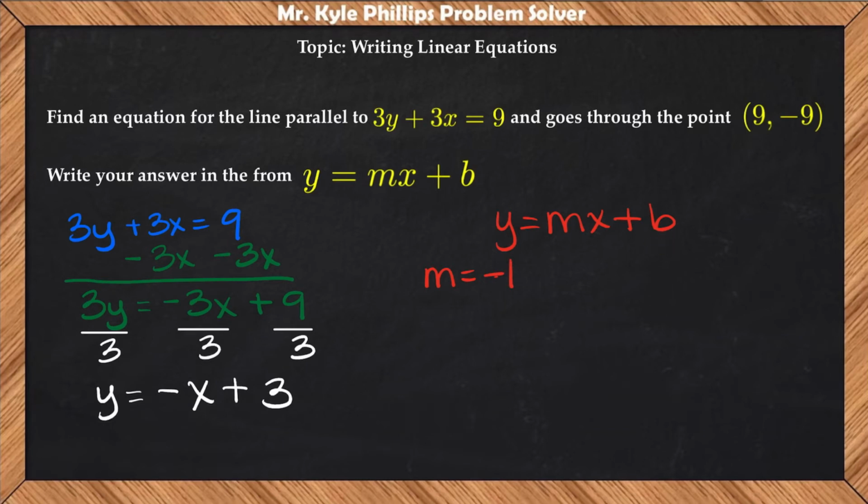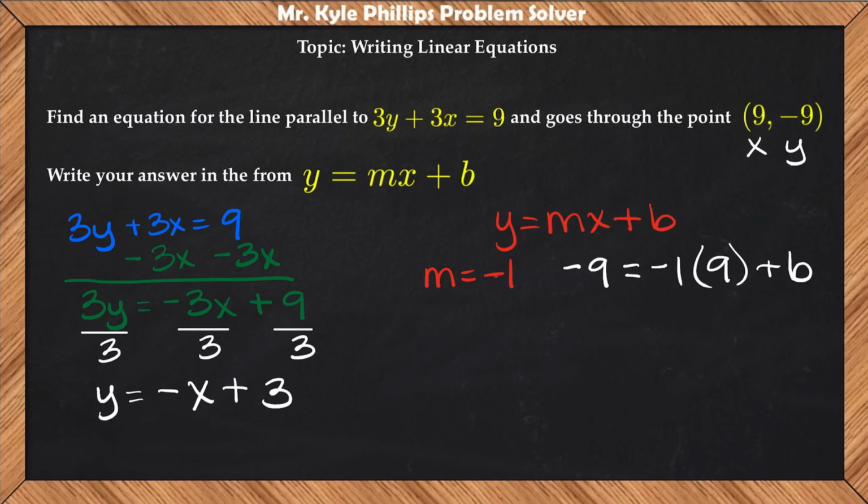Well, we could find that by plugging in our points here. We know that the 9 here represents the x value and the negative 9 represents the y coordinate. We could plug these two values into this equation and solve for b and find our y-intercept. So here our y value would be negative 9 equals the slope m, which we know is negative 1. So here we'll say negative 1 times our x value, and our x value here is 9, plus b.